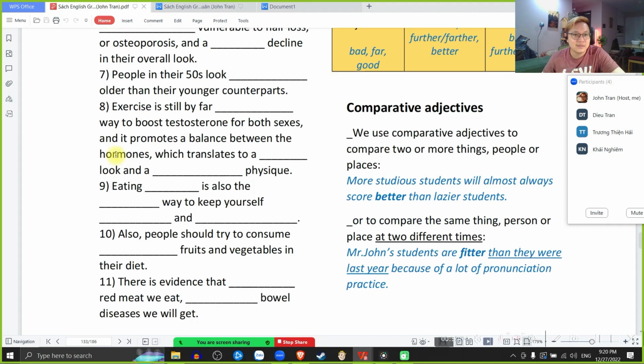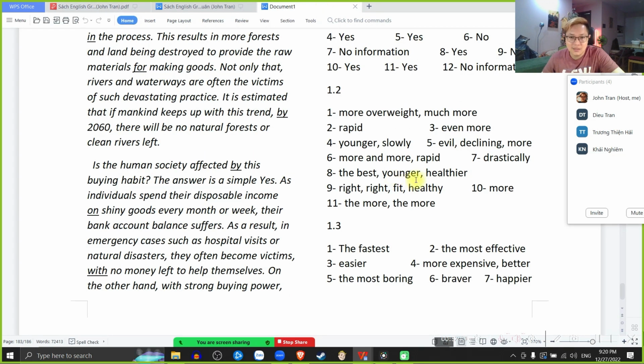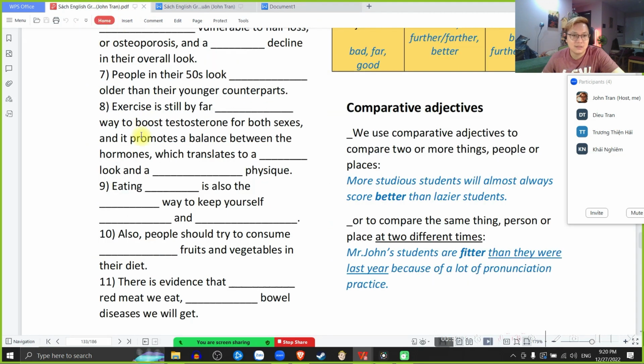Number 8. Exercise is still by far the best way to boost testosterone for both sexes. It promotes a balance between the hormones, which translates to a younger look and a healthier physique.